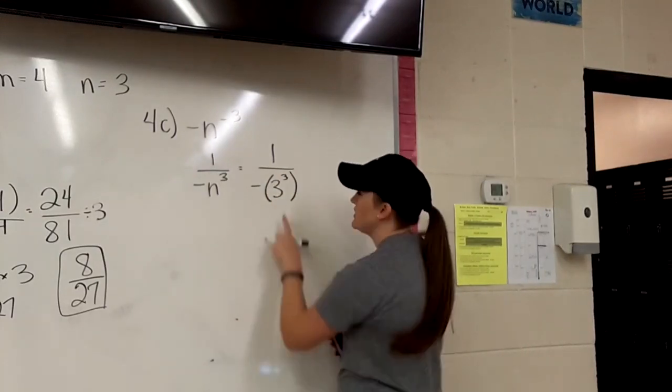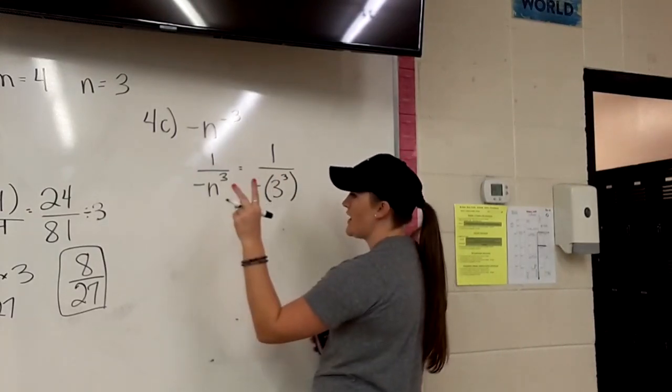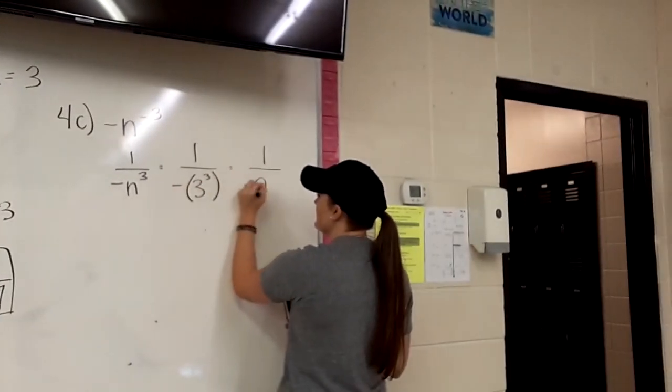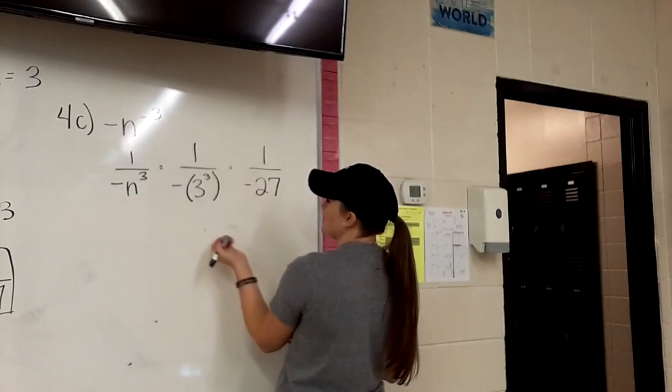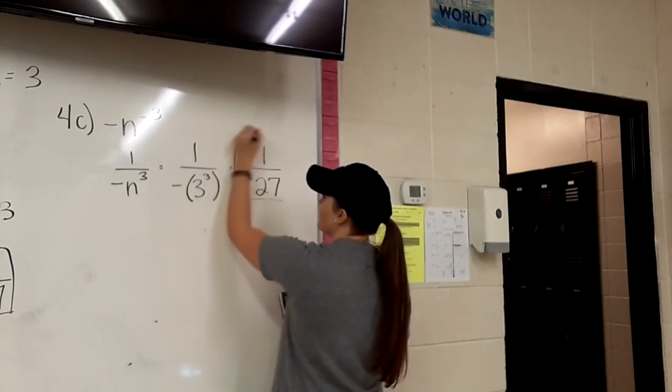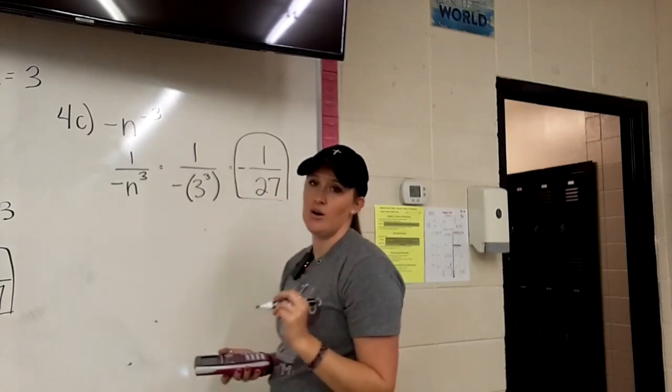Okay, 3 to the 3rd power, 3 times 3 is 9, 9 times 3 more is 27. We still have that negative. So the whole fraction is negative. I wrote it on the bottom, but you can write it here also or on top. It doesn't matter. But it is negative 1 over 27.